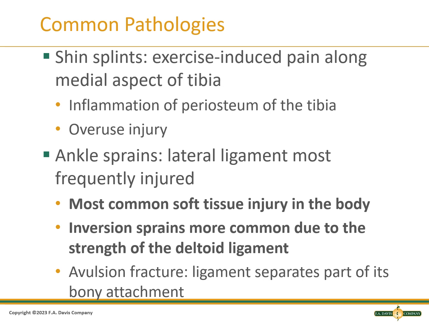Ankle sprains. The lateral ligament is the most frequently injured. Most common soft tissue injury in the body is an ankle sprain. Inversion sprains are more common. Why?